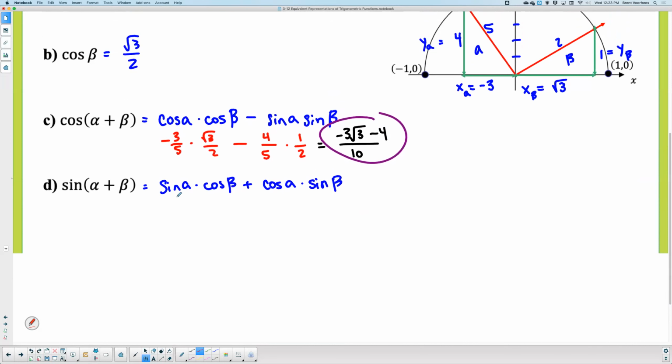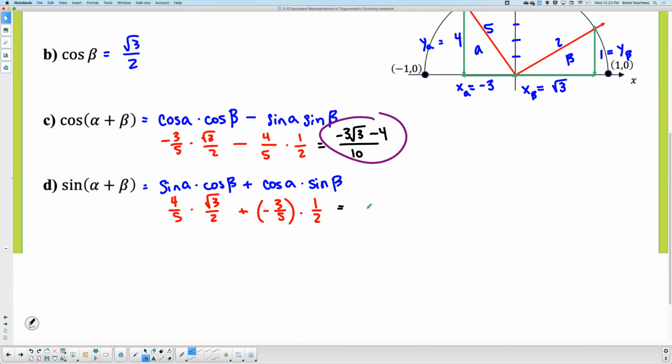It was 4/5. Good. Sine of A was 4/5. That needs to multiply times the cos of B, which is right here, square root 3/2, plus cosine of A, I'll put that in parentheses, -3/5 times the sine of B, 1/2. Okay, let's simplify and we'll have this answer.